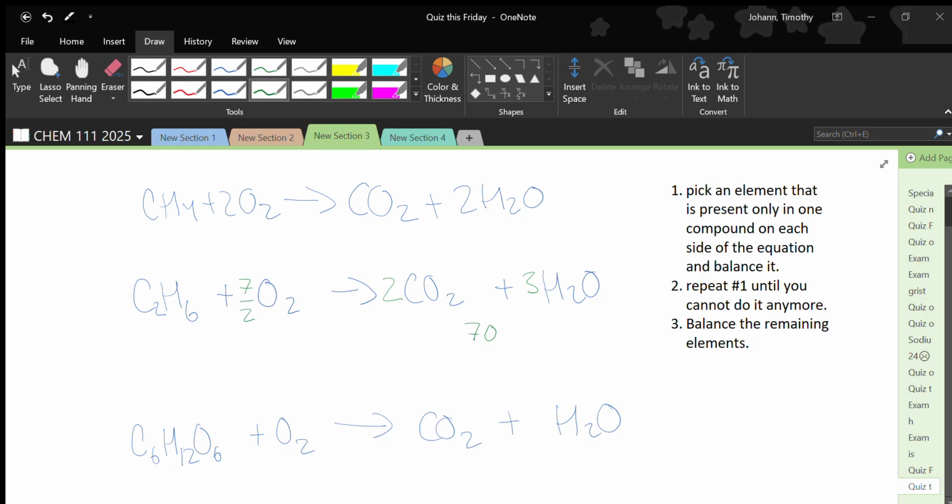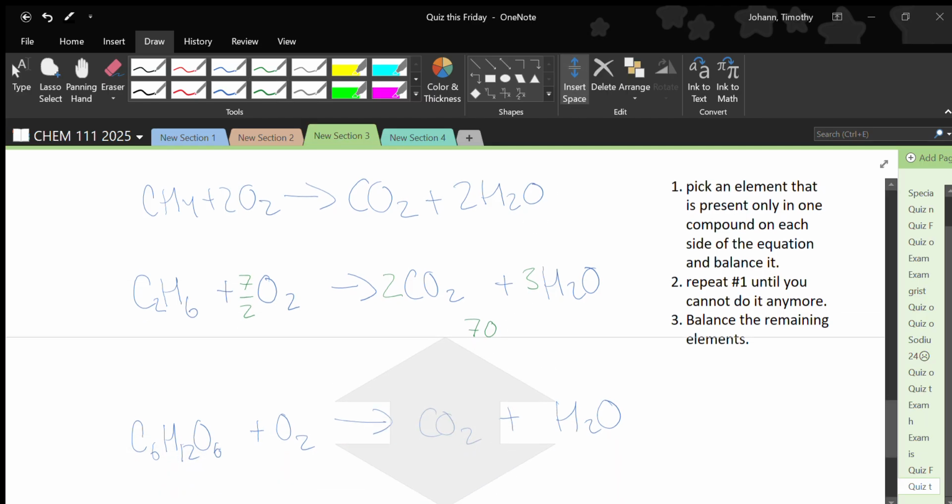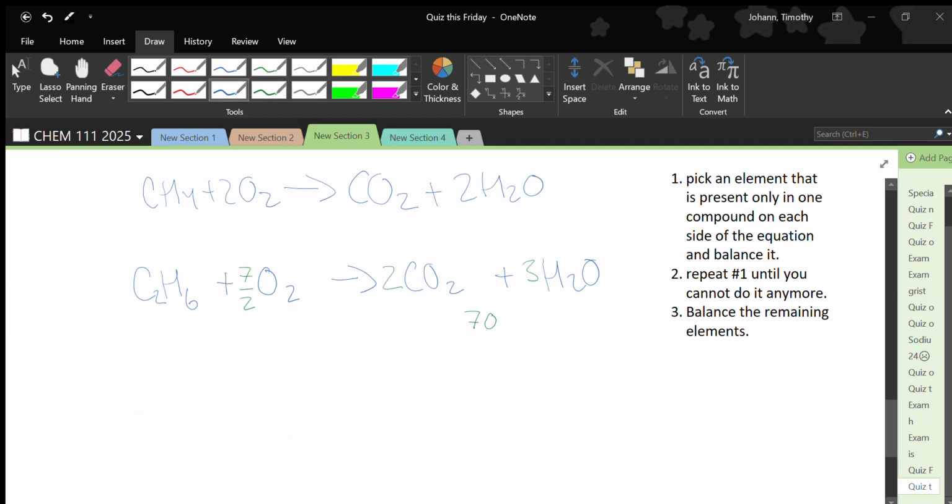Now, we can't have a 7 halves, or we can, but it's bad form. So what we need to do is fix that and not have any fractions here. And so we're going to multiply across everything times 2 to get rid of the 2 on the bottom. Does that make sense? So if I multiply this by 2, I put a 2 there. Multiply 7 halves by 2 is equal to 7.